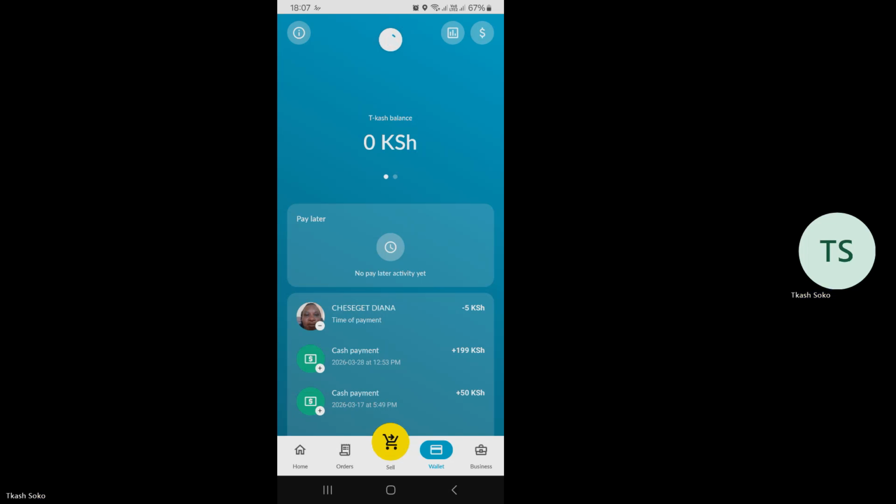Then below that, there is the pay later. So zile pesa zote utakuwa umepeana on pay later, items zote utakuwa unapeana on pay later, from that specific shop zitakuwa zinaapia hapa. There is something I just want you to know.